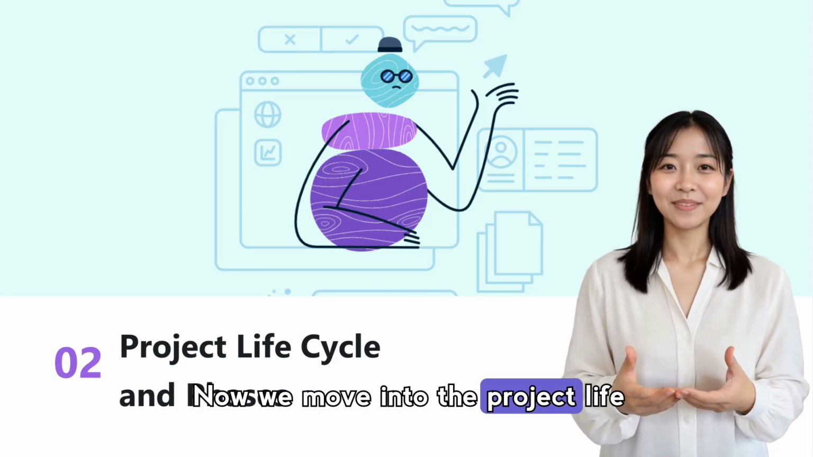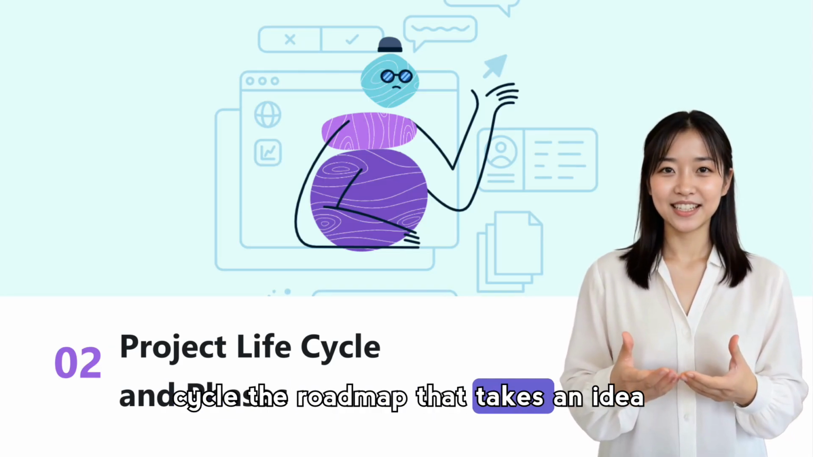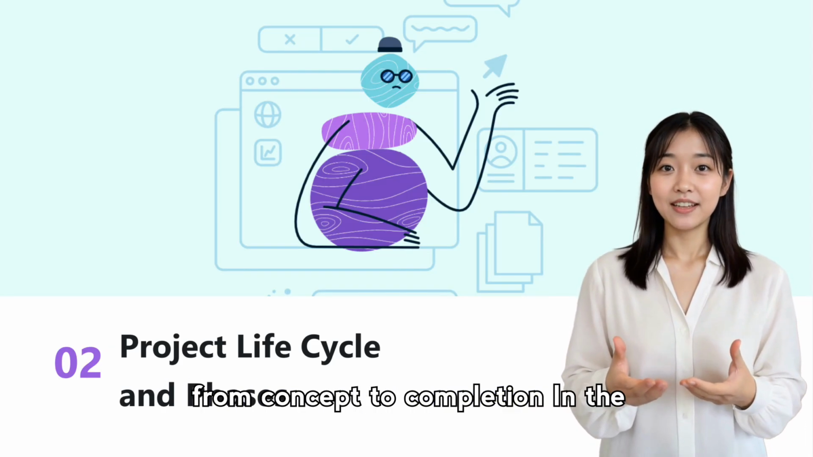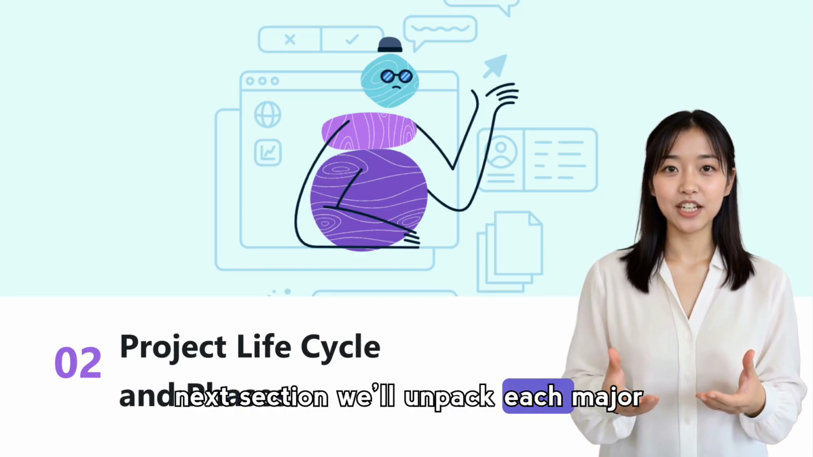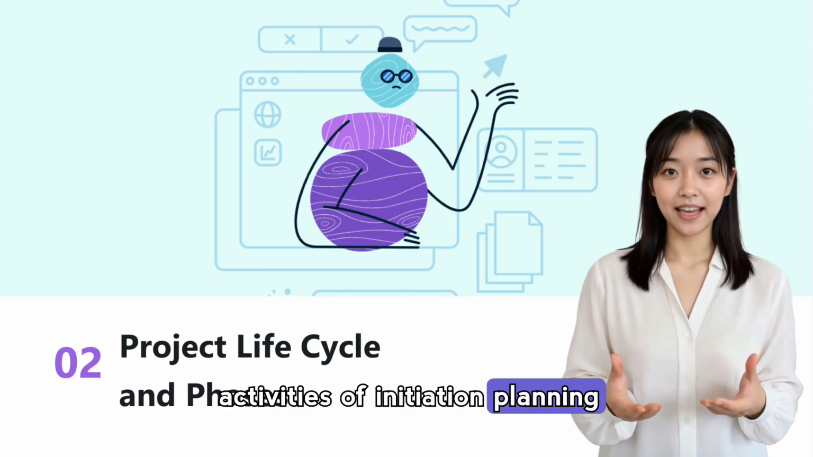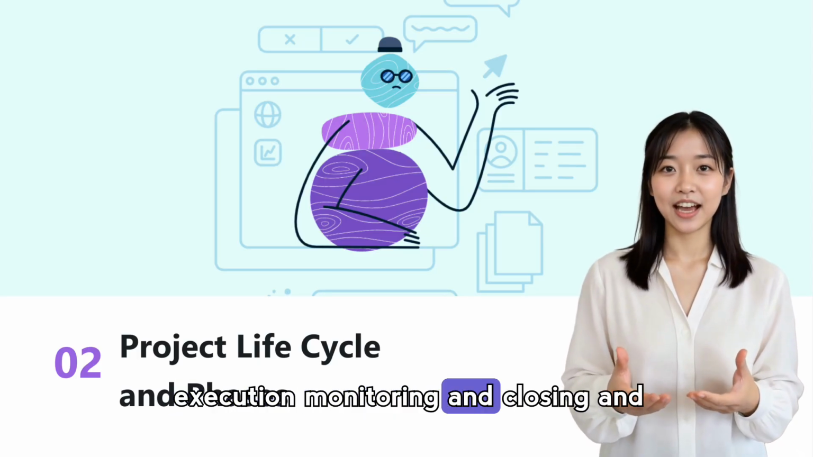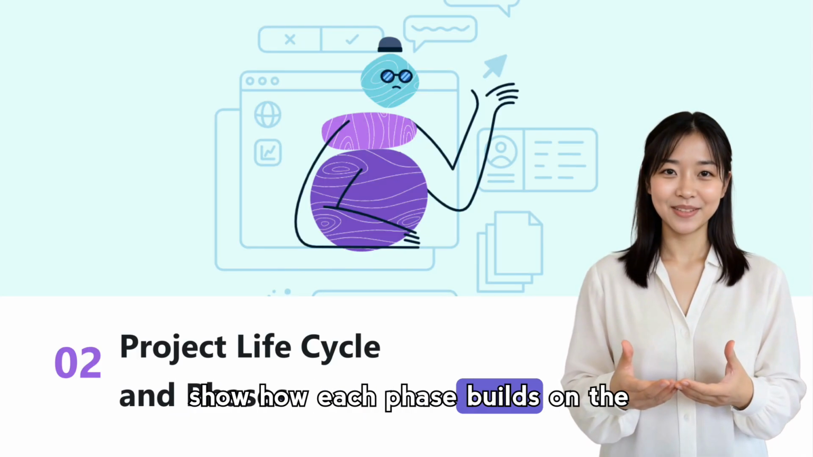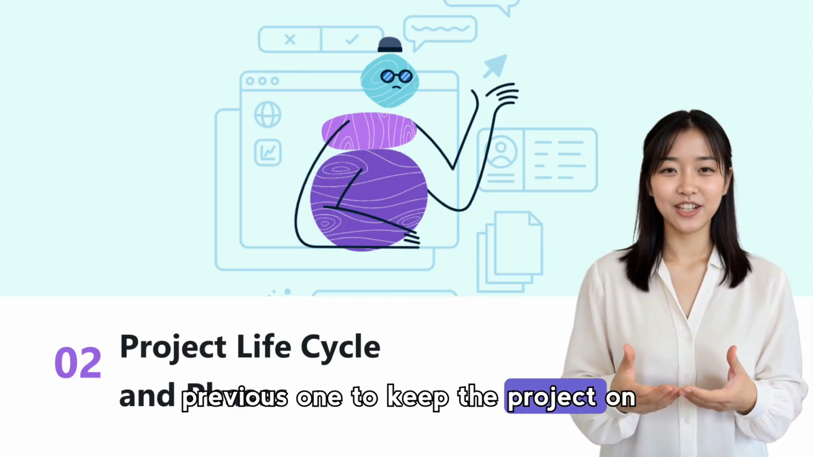Now we move into the project lifecycle, the roadmap that takes an idea from concept to completion. In the next section, we'll unpack each major phase, explain the purpose and key activities of initiation, planning, execution, monitoring, and closing, and show how each phase builds on the previous one to keep the project on track.